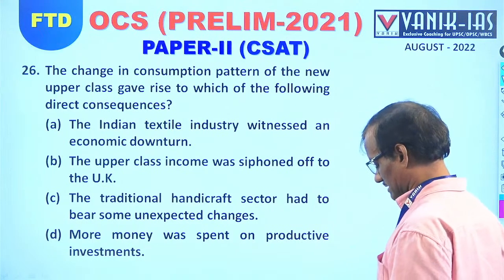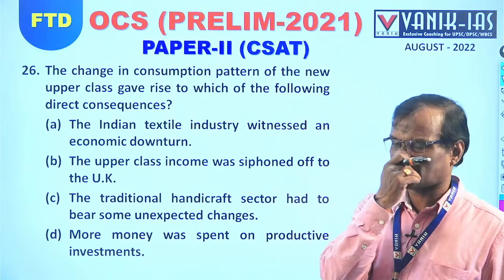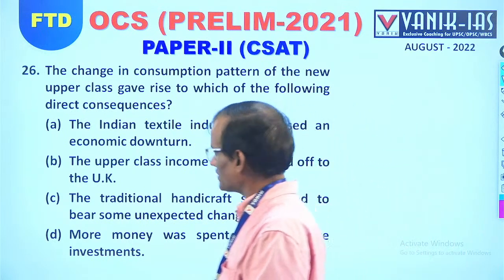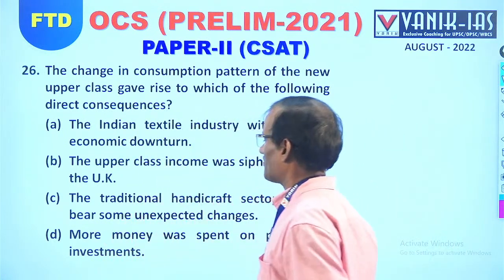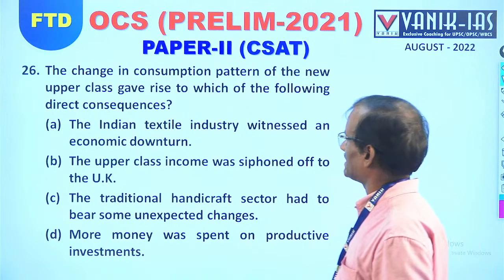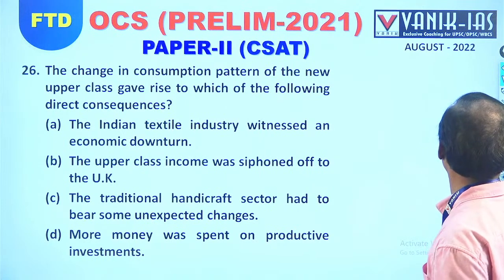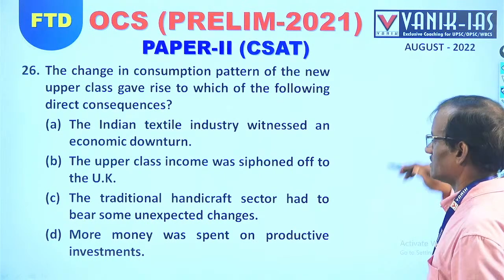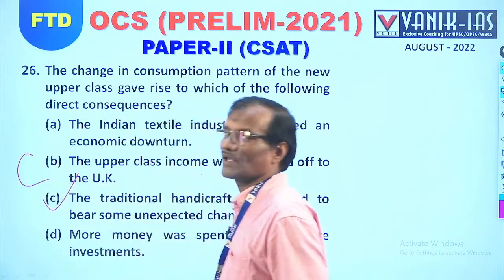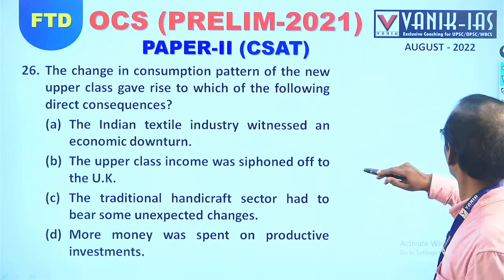The change in consumption pattern of the new upper caste gave rise to which of the following direct consequences? So that will be the answer. I have found the answer C. The traditional handicraft sector had to bear some unexpected changes. That is the thing, change in consumption pattern of the new upper class after industrialization probably. So 26 will be answer C. Yes, C. I have found the answer. Please check it with yours. Any contradiction, you can give your comments in the box.